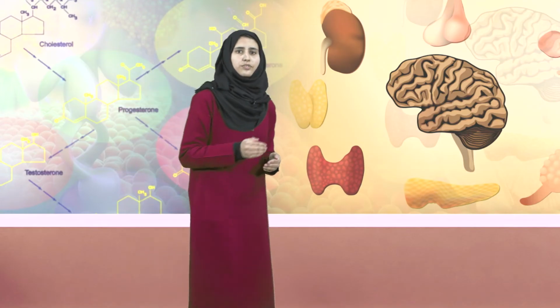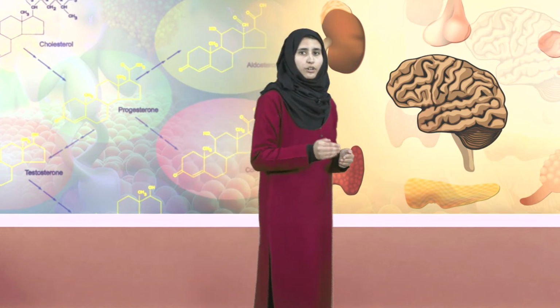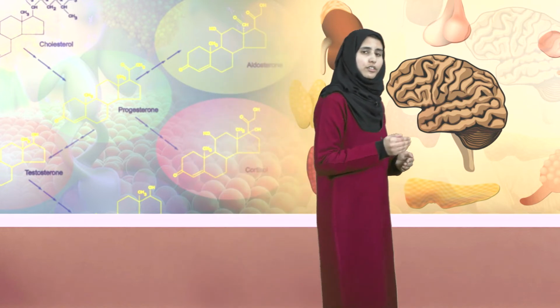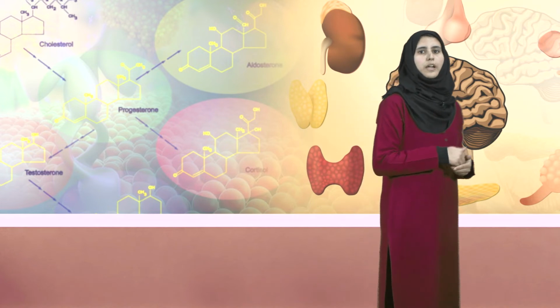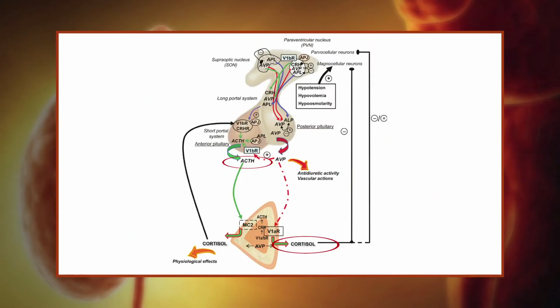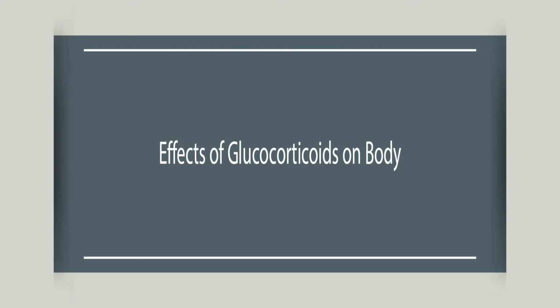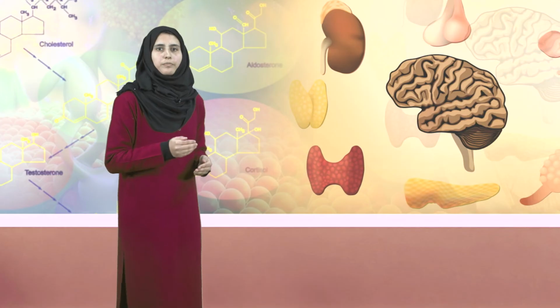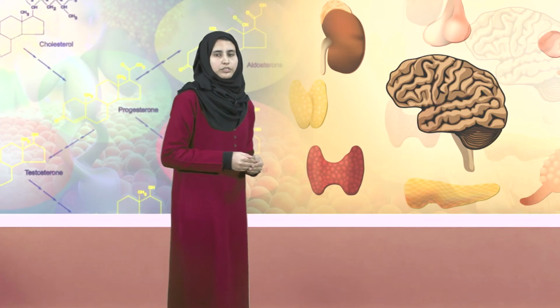The ACTH flows in the blood to the adrenal cortex, where it stimulates glucocorticoid secretion. To a much smaller extent, ACTH also stimulates secretion of aldosterone. Now, we will discuss the effects of glucocorticoids on the body. Number 1. Protein breakdown.